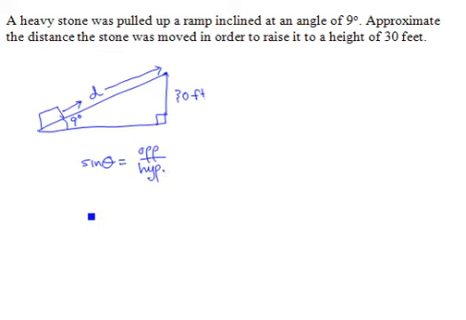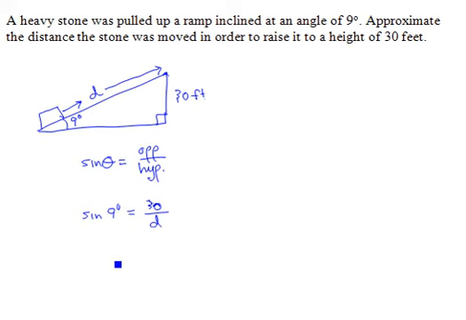And in this case, we know two of those three parameters. We know that the angle is 9 degrees. We know the opposite side is 30 feet, and we're asked to find the hypotenuse, which I'll denote as d here, the distance the stone is to be dragged.